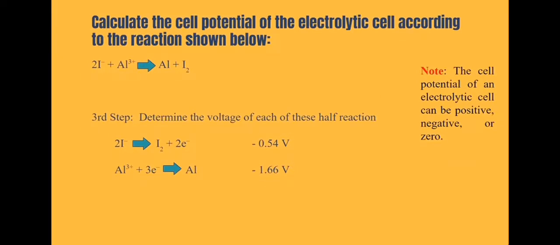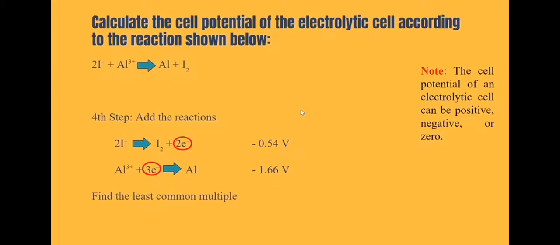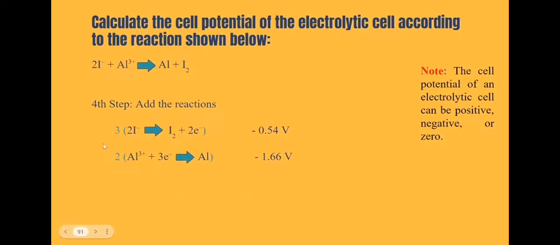After determining the voltage of each of the half reactions, let's proceed to the fourth step, add the reactions. Notice that the electrons here have different values. To fix this, we need to find the least common multiple of 2 and 3. The least common multiple of 2 and 3 is 6. So we need to multiply 3 here and 2 here. If we multiply it by 3 and 2, it will result to 6 iodine and 2 aluminum.